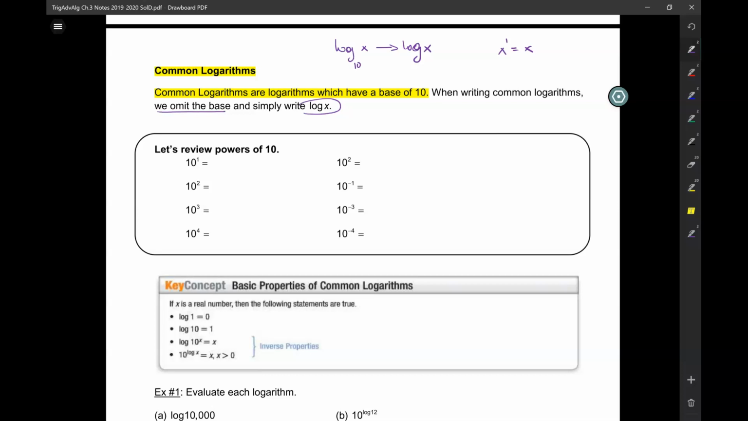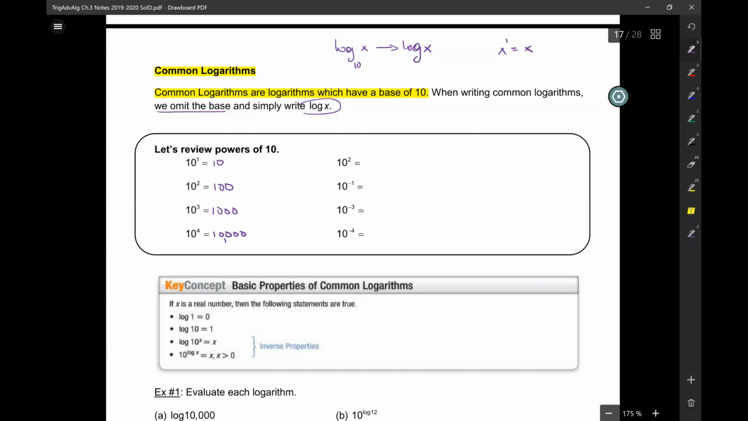All right, so let's talk about powers of 10, right? 10 to the 1 is what? 10. 10 to the 2? 100. 10 to the 3? 1,000. 10 to the 4? 10,000. So what's the correlation here between the exponent and the value? As many zeros as the exponent, right?